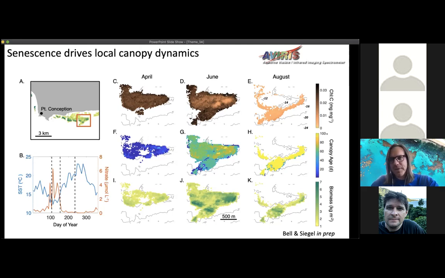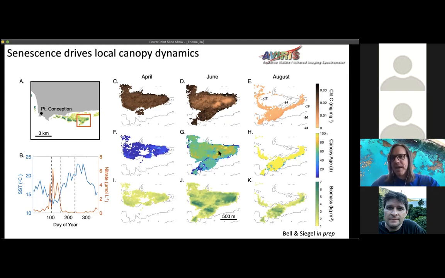One thing we can get from the hyperspectral sensor on AVIRIS is an estimate of physiological condition. This is the amount of chlorophyll pigment that is in the kelp canopy. What we saw in April, when the canopy first grew, was a very high canopy chlorophyll signature, which we call chlorophyll to carbon ratio. In June, a few months later, we saw more canopy development, but this area that first grew in April tended to have lower canopy chlorophyll to carbon ratio than the new growth areas. And that was related to canopy age.